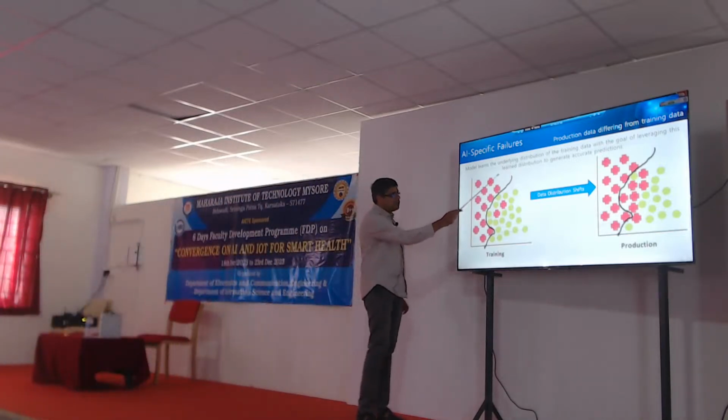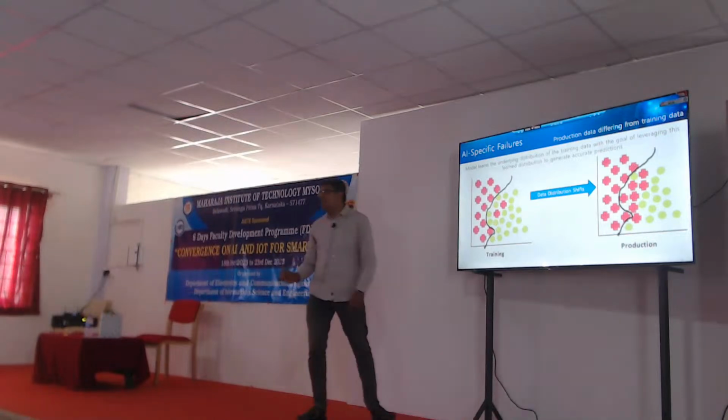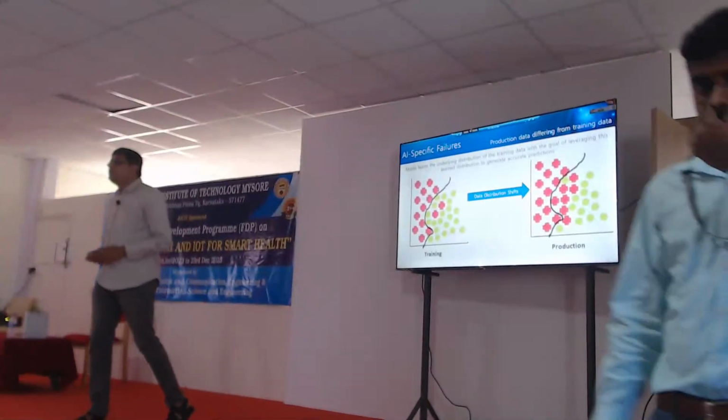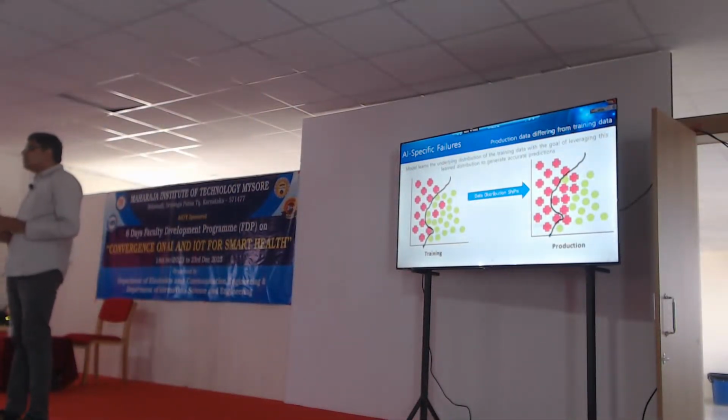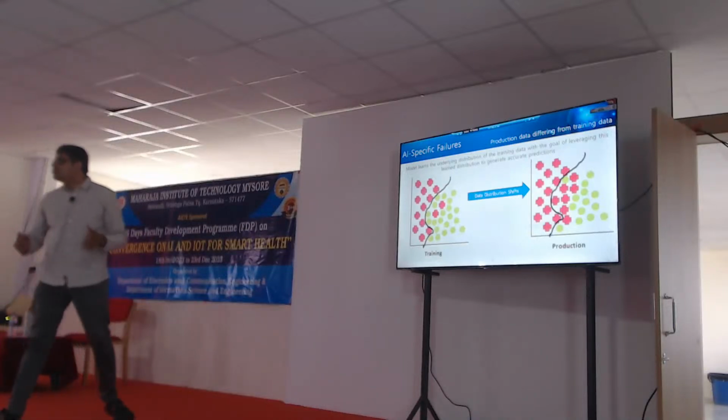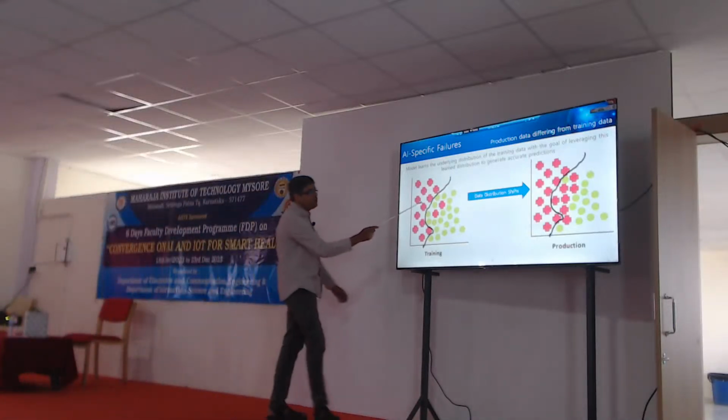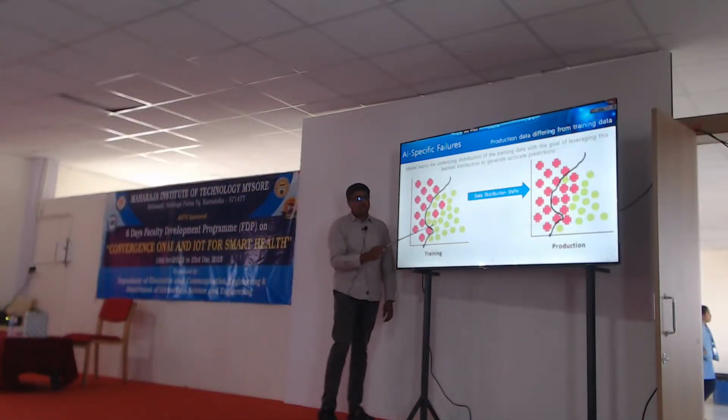So this is what my findings are. See, I will be having training data. Any machine learning algorithm, what it will do, it will try to find a decision boundary. So this will be my data. Based on that, it will try to find a boundary and it will try to learn.